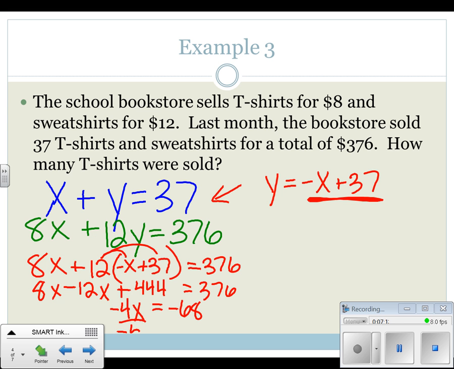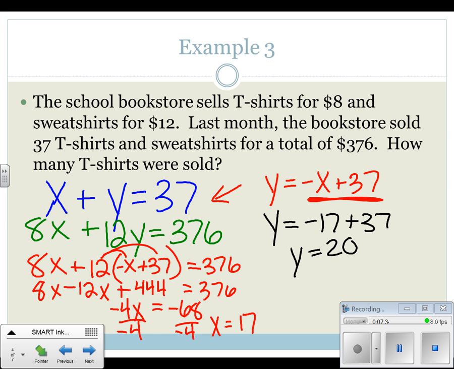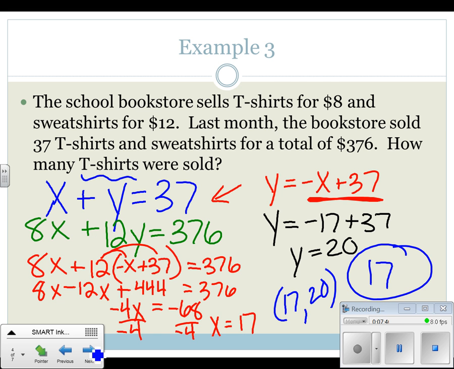Divide both sides by negative 4. And we're left with a positive 17. So now we know what x is, so now we're going to find y. We're going to come up here. Y is the opposite of what the x is, which is 17, so negative 17 plus 37. That gives us y is 20. And so for our solution, we would be at 17, 20. But it said how many t-shirts were sold. So for t-shirts, that would be 17 t-shirts.